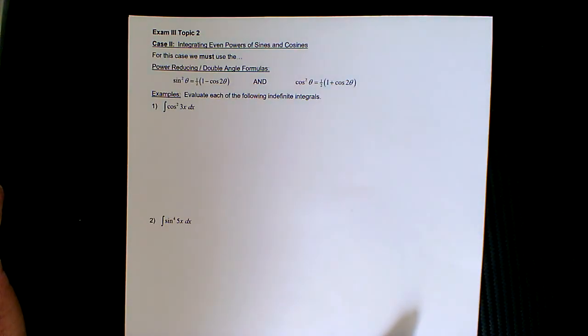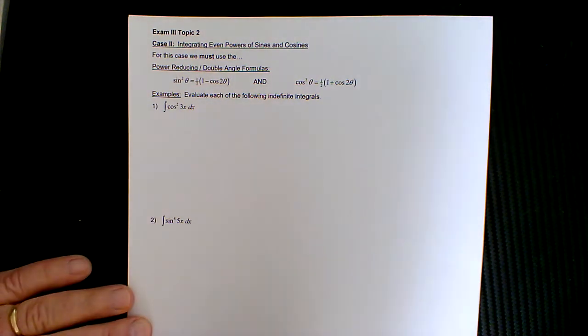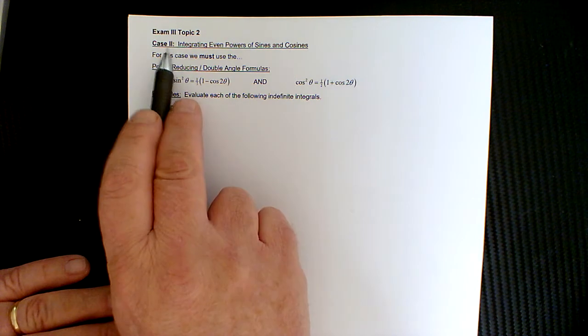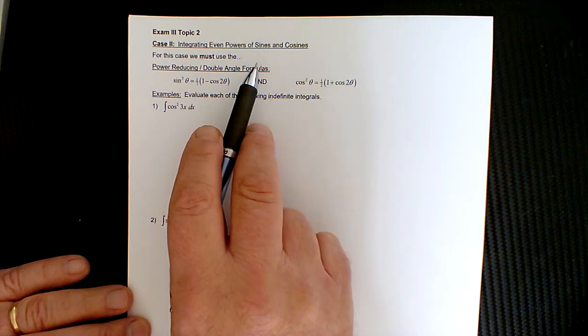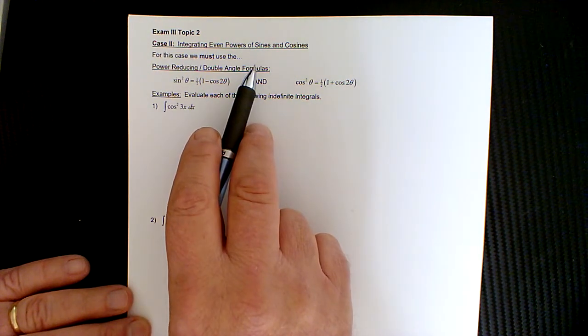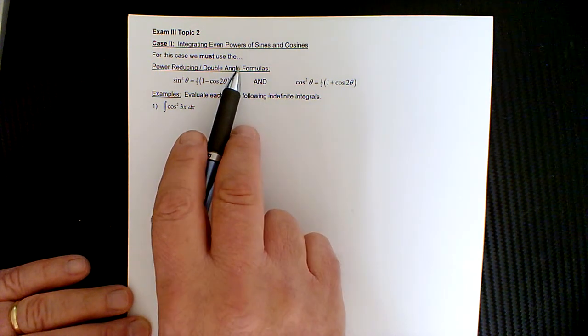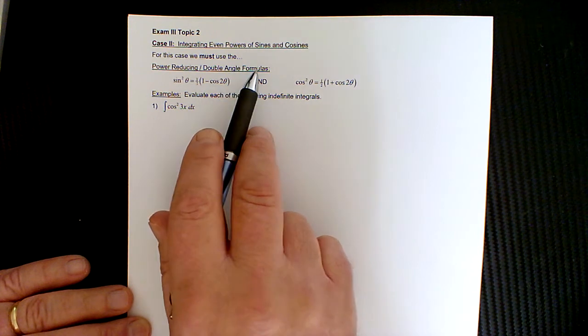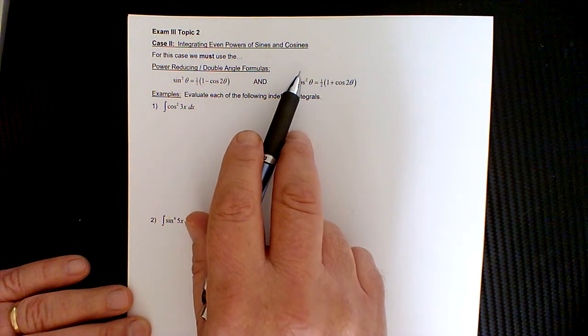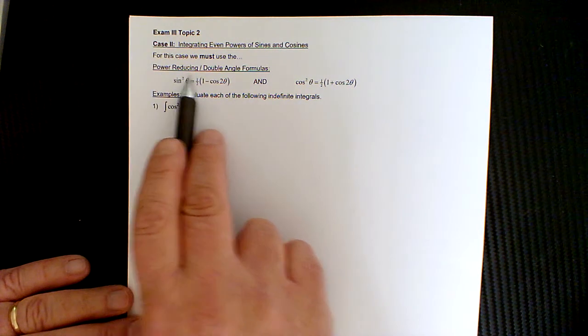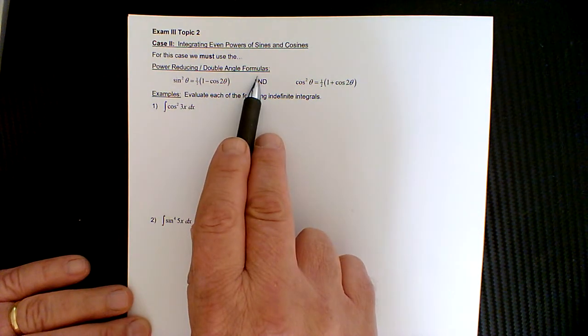Hello everyone. Here is topic 2 for exam 3. It's integrating even powers of sines and cosines. As opposed to case 1, where we had our little strategy of isolating the factor of the smallest odd power and such, there's no strict strategy or procedure here except for the fact that you have to use what I like to refer to as the power reducing double angle formulas.